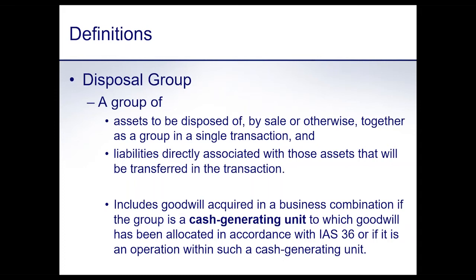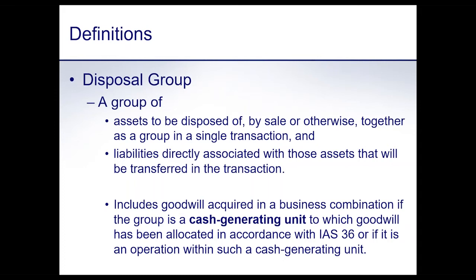Now, because you meet the definition of a disposal group, you can apply the guidance that is sitting in IFRS 5. Again, just to be clear about what's included in a disposal group, you'll include in that disposal group any goodwill that is acquired in a business combination if the group is a cash generating unit to which goodwill has been allocated.